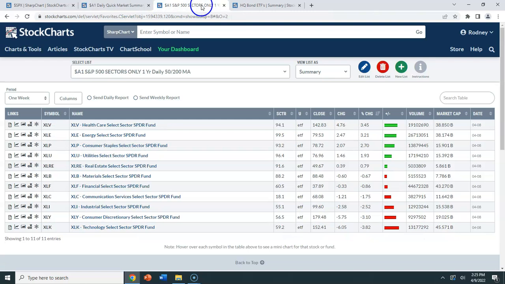All right, now let's lift up the hood on the S&P 500, so to speak, and let's take a look at the sectors of the S&P 500. And guys, stay with me here. This is super important.